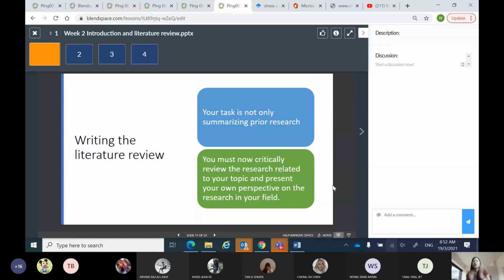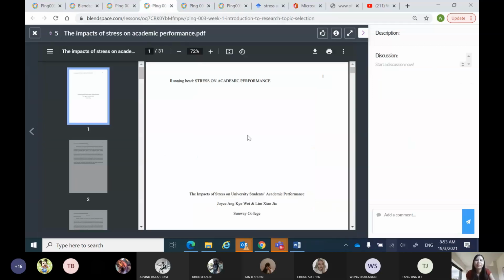Okay. Next, when we are writing the literature review, you are not only summarizing prior research. You must critically review the research related to your topic and present your own perspective on the research in your field. So, writing the literature review is summarizing. You can see here at the comment section, I'm writing summarizing plus analyzing. We call it synthesizing. This is what we are doing. We are summarizing plus analyzing. We are synthesizing. So how do we do that? Let me show you.